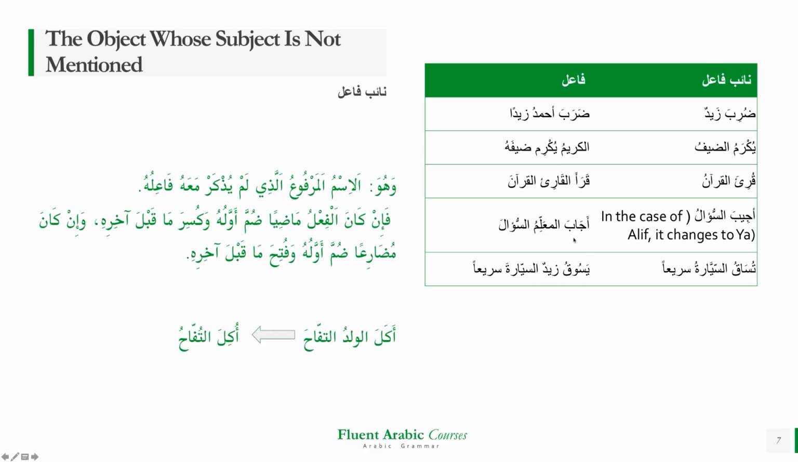If it is ajaba, we have the alif, which is one of the letters of illa in the verb. Then we are going to change it to ya instead of giving it a kasra. The whole letter is changed. Ajaba al-muallim as-su'al becomes ujiba as-su'al. Yasuqu Zaydun as-sayyarata sari'an. Here again we have one of the letters of illa, which is the waw, which is supposed to be changed. So instead of just changing the haraka on it, we are going to change the entire letter, and it becomes tusaqu.